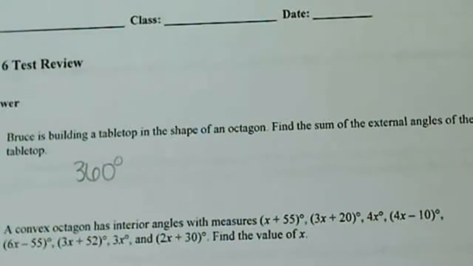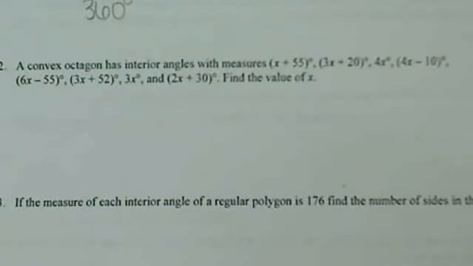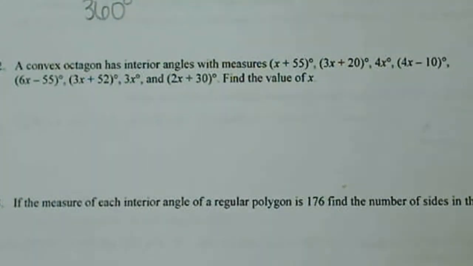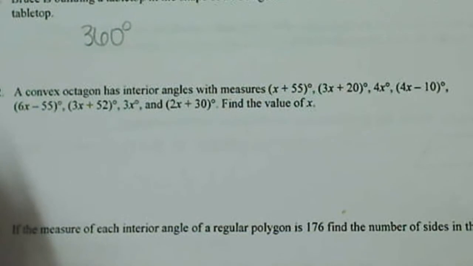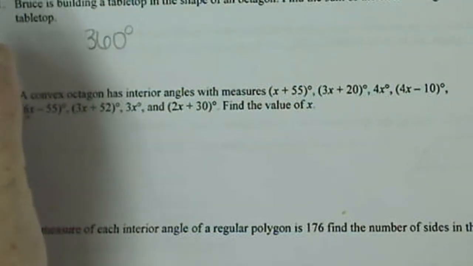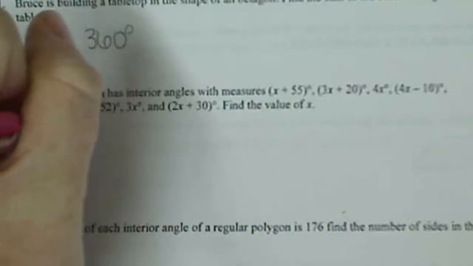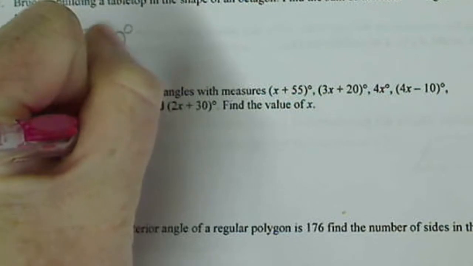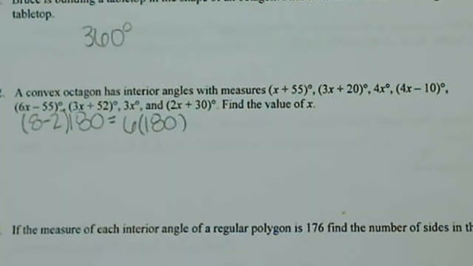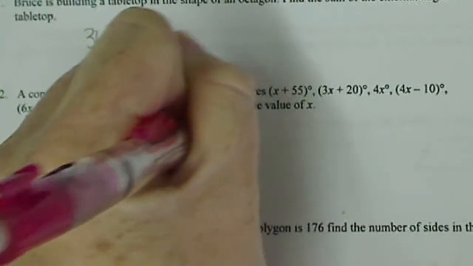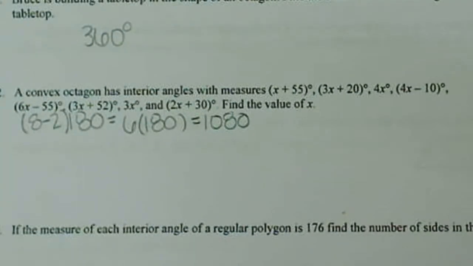Number 2, we know that we have an octagon which has how many sides? 8. And we know that we want to find x. So first of all, we're talking about inside, so we need to know how many degrees are inside. That's our formula: n minus 2 times 180, or in this case, 6 times 180, which gives us 1080 degrees. That's how much all of these angles add up to be.